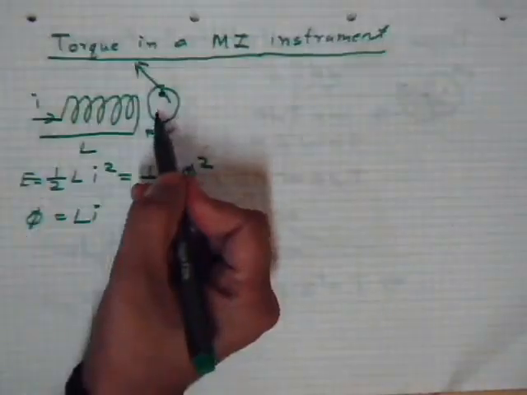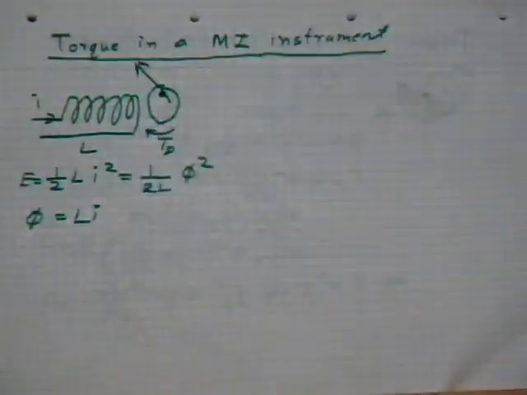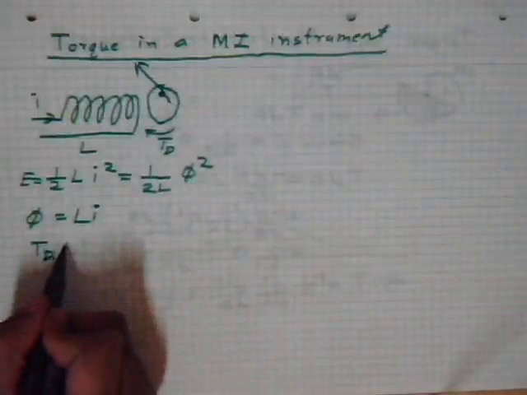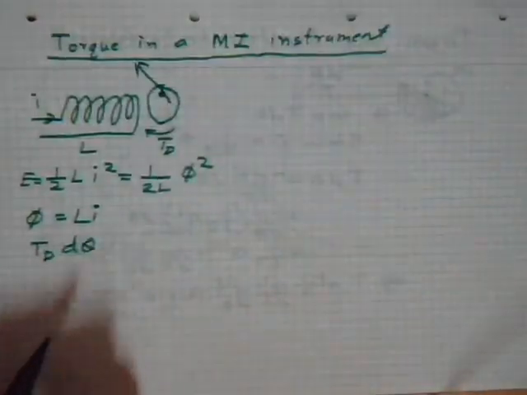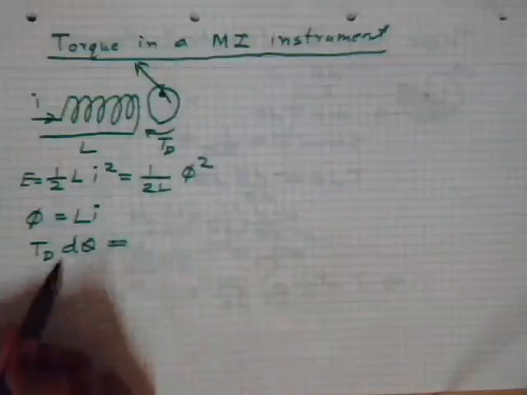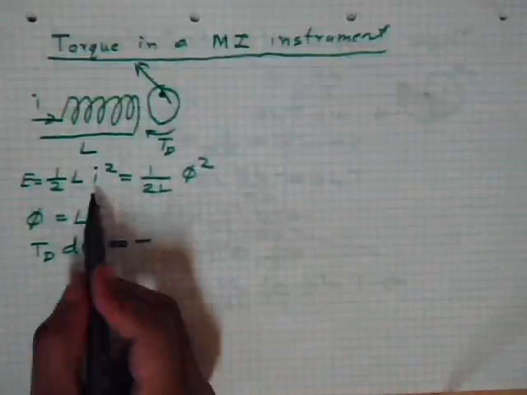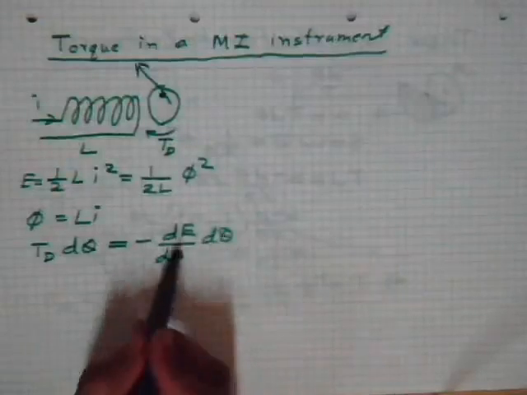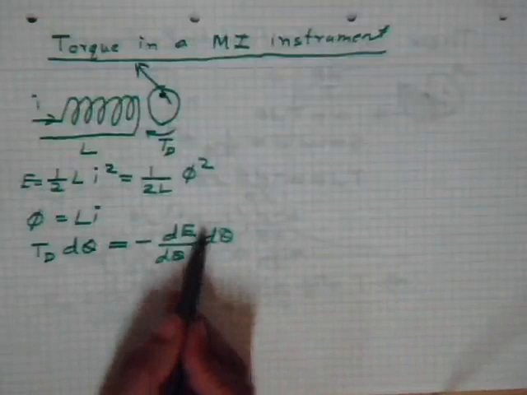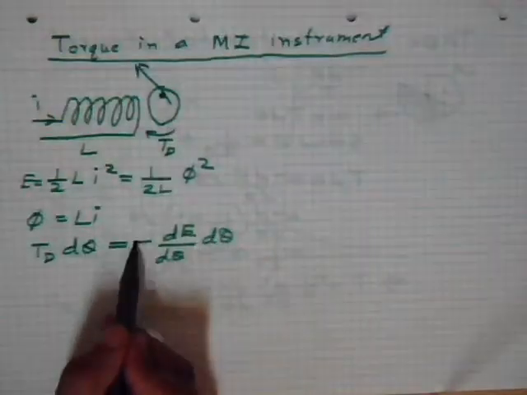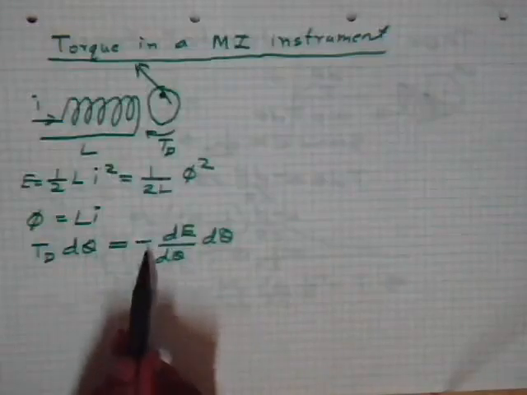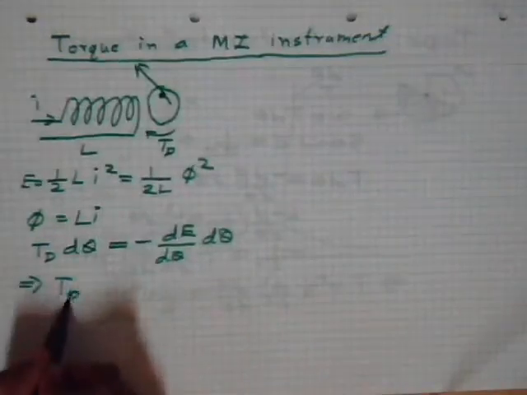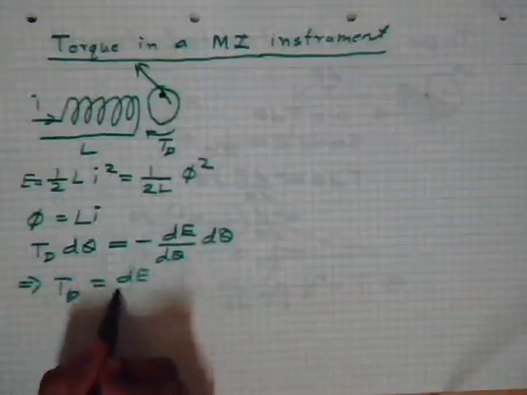See, the torque acting on this is TD and the deflection is theta. So then TD times d theta, if theta is the deflection, is equal to, so this is the work done, minus of increase of energy, dE d theta times theta. So this is the rate of change of stored energy, and this is the total increase of energy. So we have a minus here, so work done is minus increase of stored energy. So this implies TD is equal to minus dE d theta.